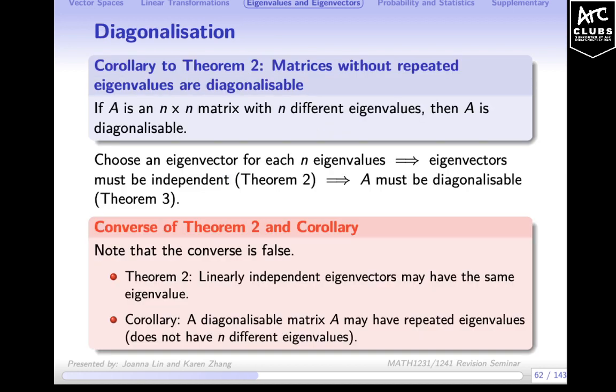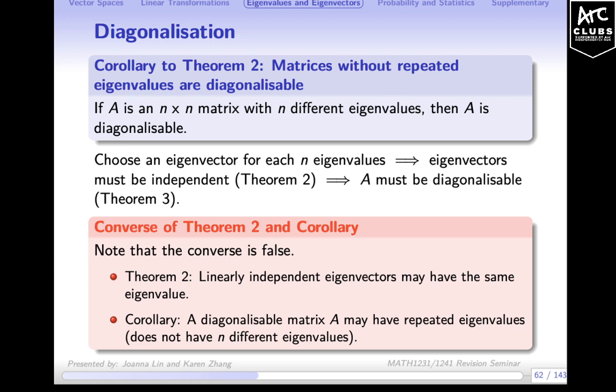Okay, so just a little bit more theory. A corollary to theorem 2 is that matrices without repeated eigenvalues are diagonalizable. Remember, theorem 2 was the independence of eigenvectors. This theorem stated that if all eigenvalues were different, then the eigenvectors are linearly independent. So what follows from that is that if A is an n by n matrix with n different eigenvalues, A must be diagonalizable.